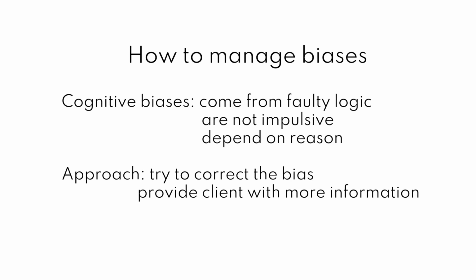In contrast with emotional bias, cognitive bias comes from mental process and reasoning. Although it involves reasoning, the reasoning is mistaken or faulty. Therefore, an investment advisor can try to correct the bias by providing the client with more information about the investment. This educational process can help the client correct the bias.